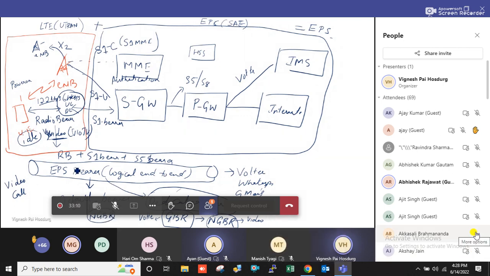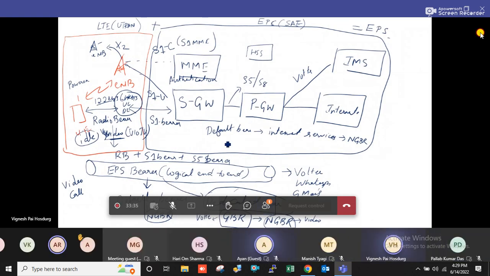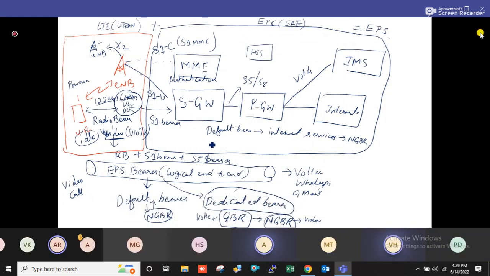Now, in this EPS bearer, yesterday what we saw was, typically we will have one default bearer for doing all your internet services. That means the traffic will be non-guaranteed bitrate. Let's say suddenly you want to make a VoLTE call. From now onwards, I'll call it VoLTE because we are doing a voice call using an LTE network. If we are doing a VoLTE call, this requires a different set of priority.